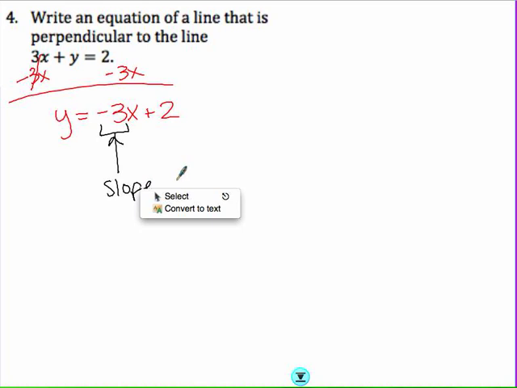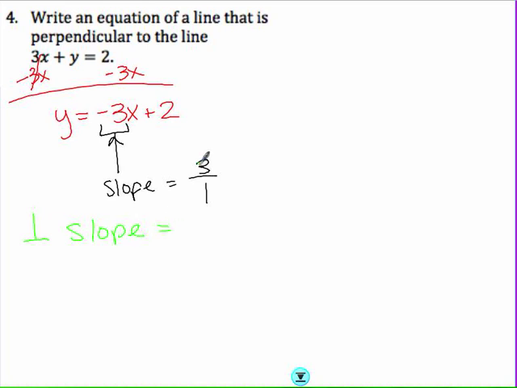If I'm trying to find a line that is perpendicular to that, I get that slope and I find the opposite reciprocal of it. So in that case, this is really 3 over 1, and it's positive. The opposite reciprocal, so the perpendicular slope, should be these numbers flipped and change the sign. Since this is already positive, I'm going to change it to negative. Since it's 3 over 1, I'm going to change it to 1 over 3.